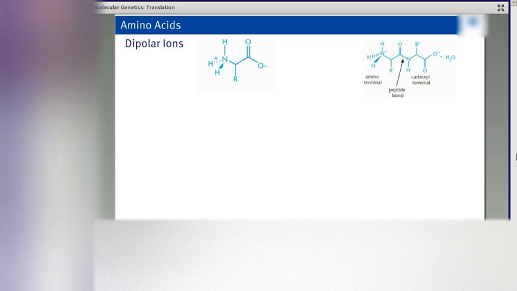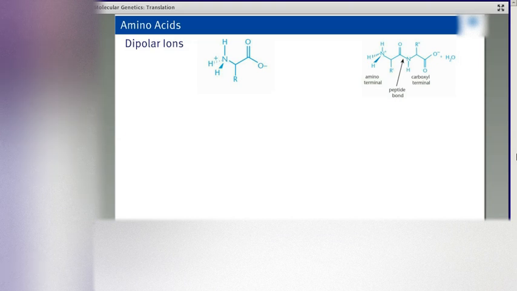Now, in terms of the naming of amino acids, what do you have to know about the naming? You need to know the name, the 3-letter abbreviation, and the 1-letter abbreviation. I know it seems like a lot, but you just got to get it done. You guys can do it. I have a lot of faith in your ability to handle that.